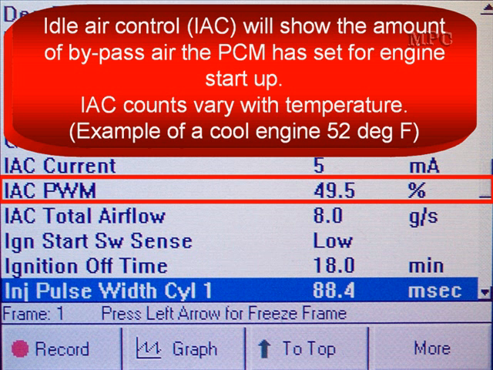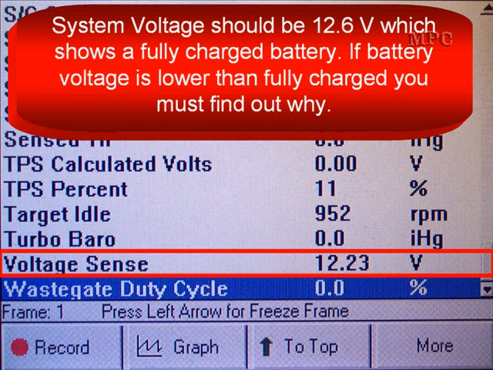Idle air control will show the amount of bypass air the PCM has set for the engine startup. IAC counts vary with engine temperature. Now, in the example that we're showing you here, the 49.5 down in scan data is on a cool engine, once again near 50 degrees Fahrenheit. System voltage should be 12.6 to 12.8 volts, which shows a fully charged battery.